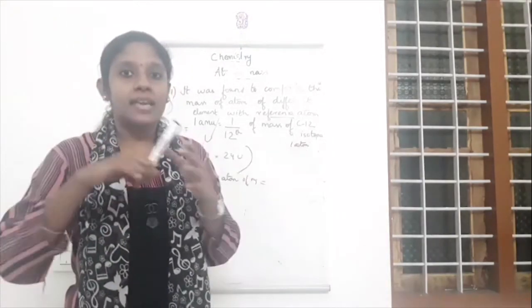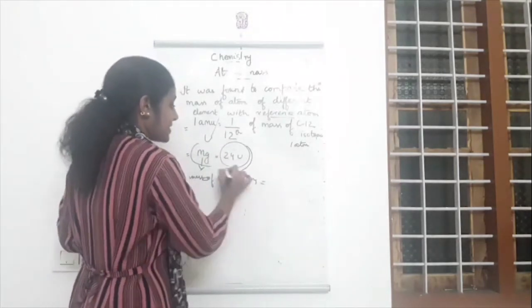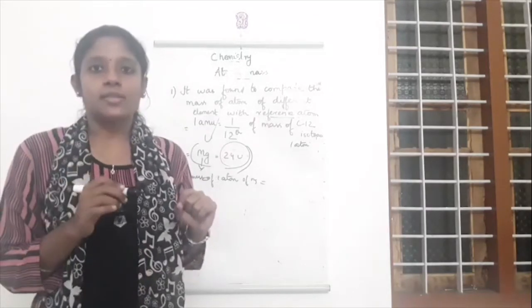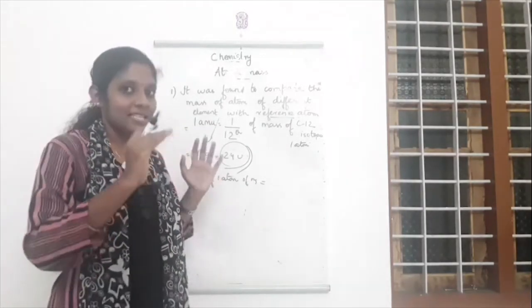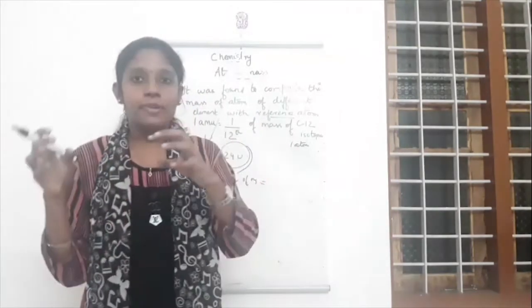One atom of carbon 12 isotope in a 1 by 12 portion, 24 times it is greater. Okay, so I hope that connection is clear when compared with the watermelon and apple case.